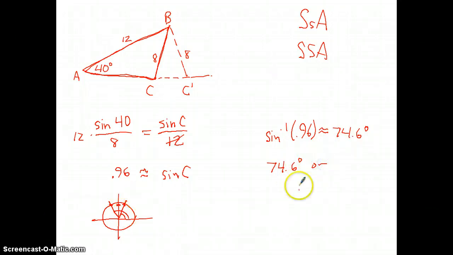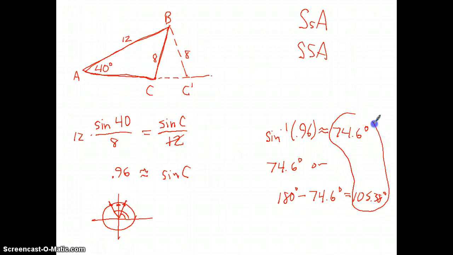The supplement to that angle, which is 180 minus that, is actually 105.38. So these are the two possibilities for the measure of angle C.